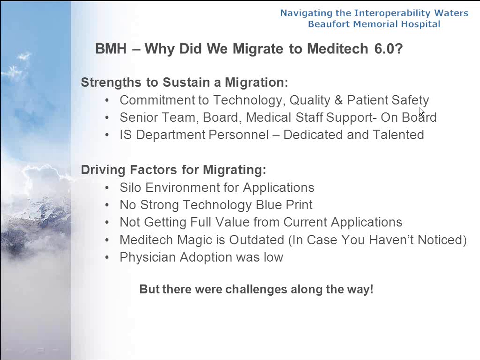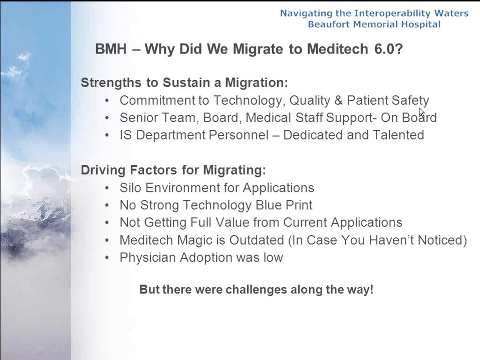And so some of the things that really were driving us to move forward were the fact that, even though I feel like we've done a lot of things well in the past year, we were in a very much siloed environment for some of our applications, both those within Meditech and even some of those that were not Meditech. We just didn't have a strong technology blueprint moving forward, from the end user workstations to the infrastructure of what we had, to how that all tied together to software applications. I just didn't feel like we were really getting full value of some of the things that we had.